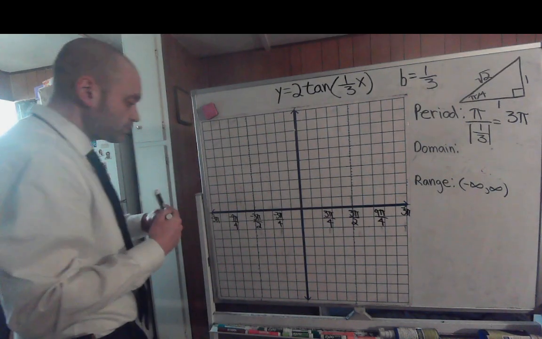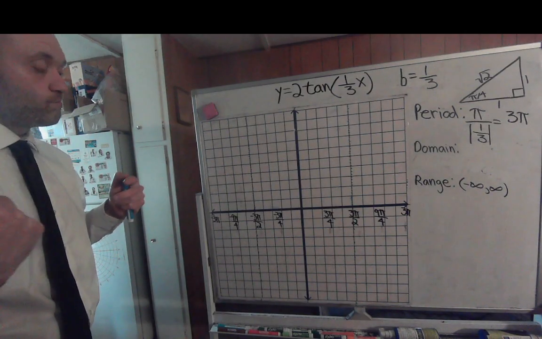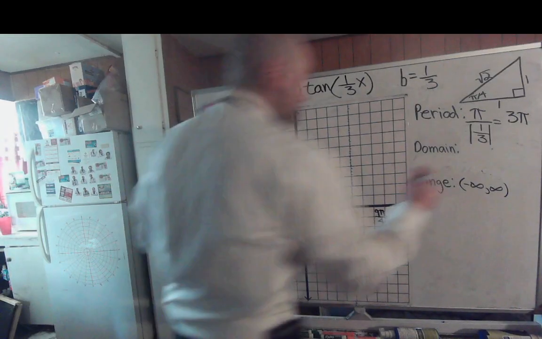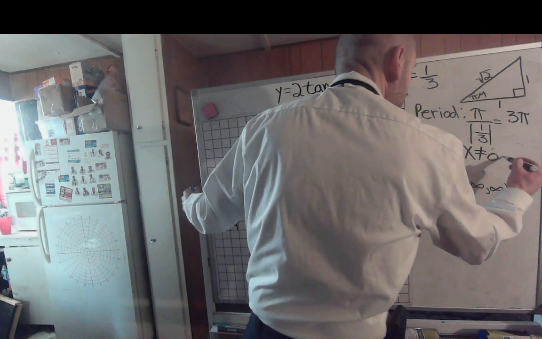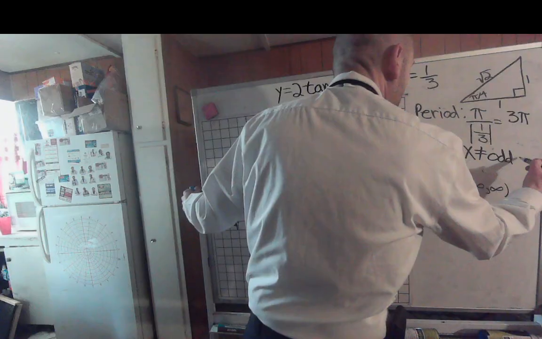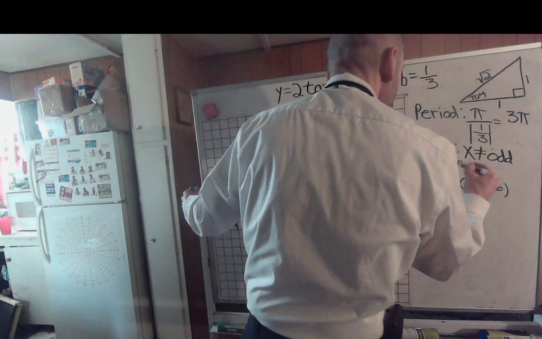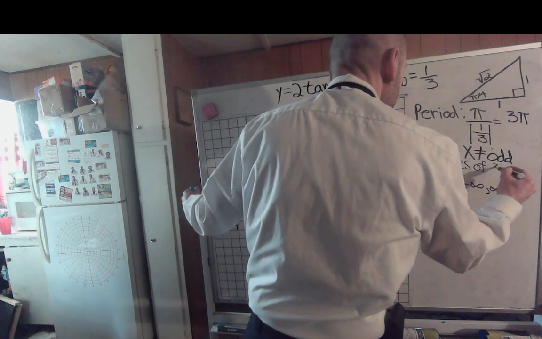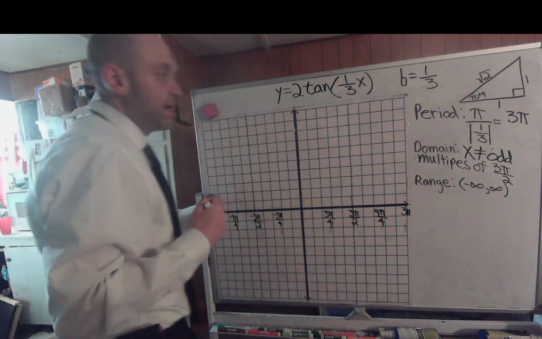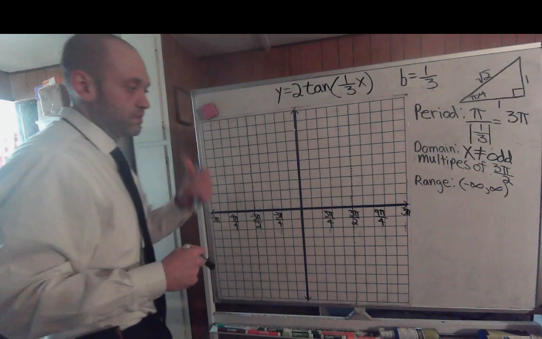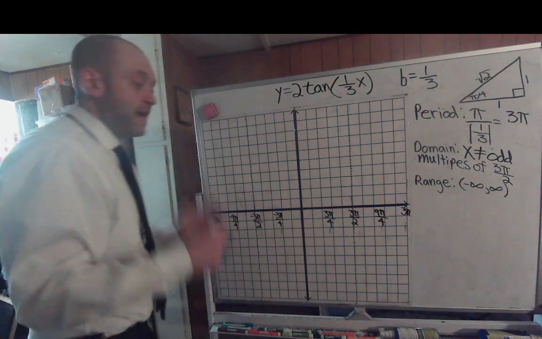So that means your domain will be all values of x except they're not equal to odd multiples of 3 pi over 2. So that really plays with your domain a bit. X cannot equal odd multiples of 3 pi over 2. Your range is still negative infinity to infinity. Now we can go ahead and plot.